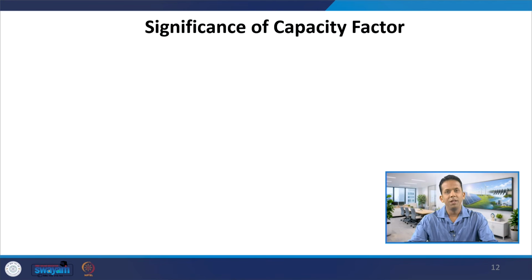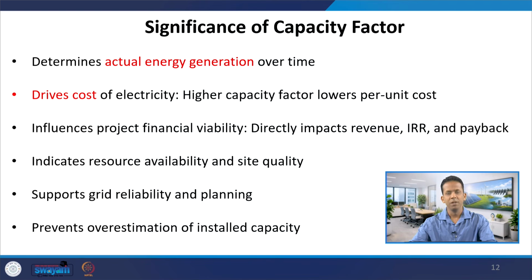Now what is the significance of capacity factor? Once we know the value of the capacity factor, how does it help the different stakeholders involved in the power sector? The first significance is it helps to determine the actual energy generation over time. If we know the periodic capacity factor for a power plant, we have some idea that in 1 year this much energy can be generated.